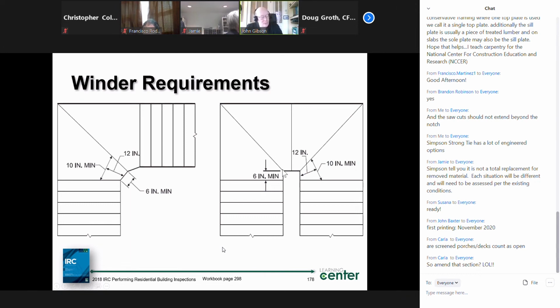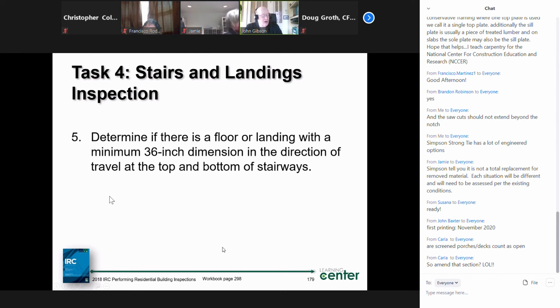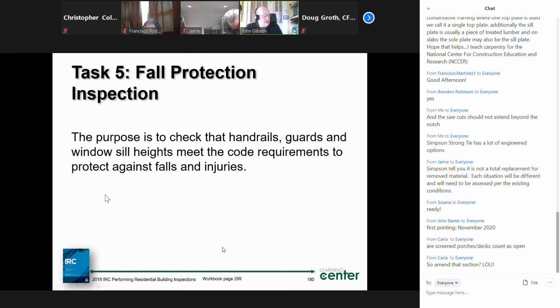The minimum depth of a winder has to be at least 6 inches. But at 12 inches in, I want 10 inches. Now that's different from spiral stairs. Spiral stairs have to meet the conditions of spiral stairs, and they've got different requirements than what we're looking at here. So, fall protection.